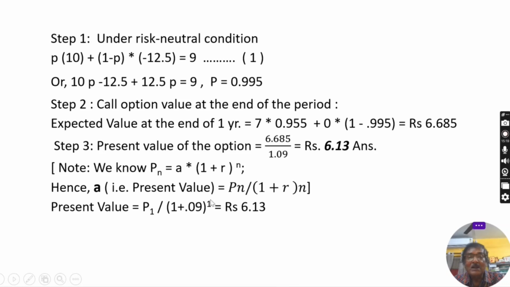Power is 1. That's why after 1 year, at the end of the year, the value is this, and that should be divided by 1 plus 0.09. 1.09 means 1.09, and the value will come to this. In this way, you can find out the value of the call option. In this case, we have taken 1 year. Later on, I will show if the price increases or decreases, not after 1 year, but after 6 months, after 3 months, how we will deal with it, that I will discuss.